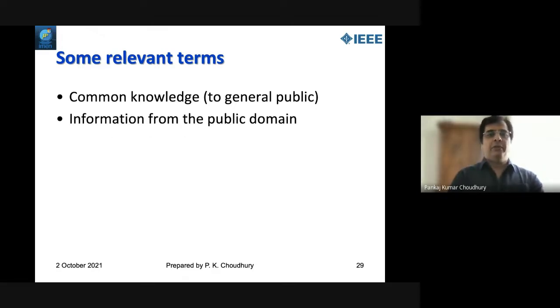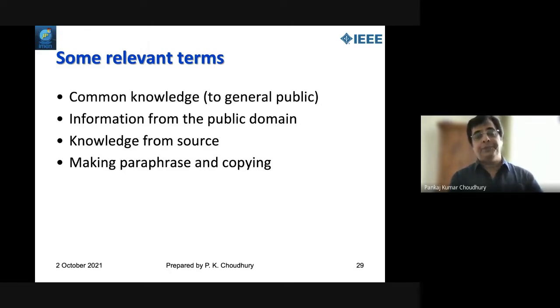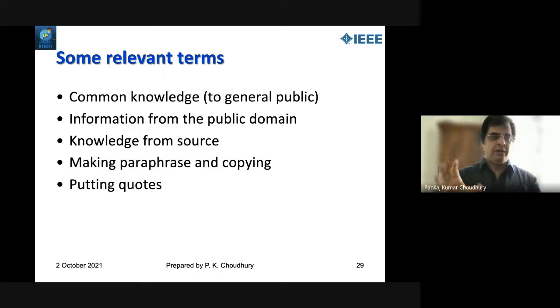Then comes the information from the public domain. These are also relevant terms in the context of plagiarism. Information from the public domain means those are usually unprotected from copyright. Okay. But nevertheless, one must cite it. If you're taking information from the public domain, one must cite it. Knowledge from a source, one must cite. If you are using some source for having certain knowledge, one must cite the same. And paraphrasing and copying are also another part of plagiarism. If you are using the statement of others, it must be put under quotes, okay?